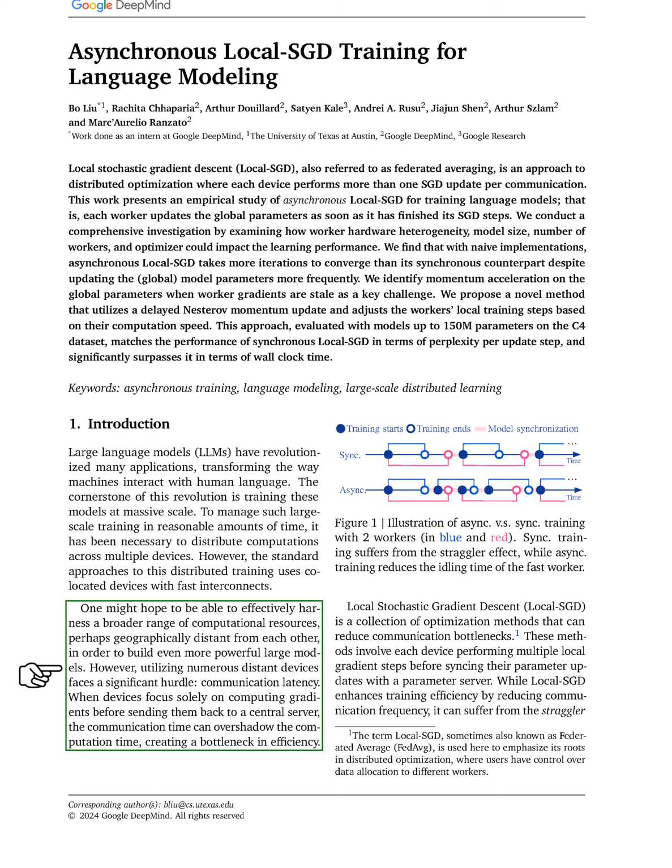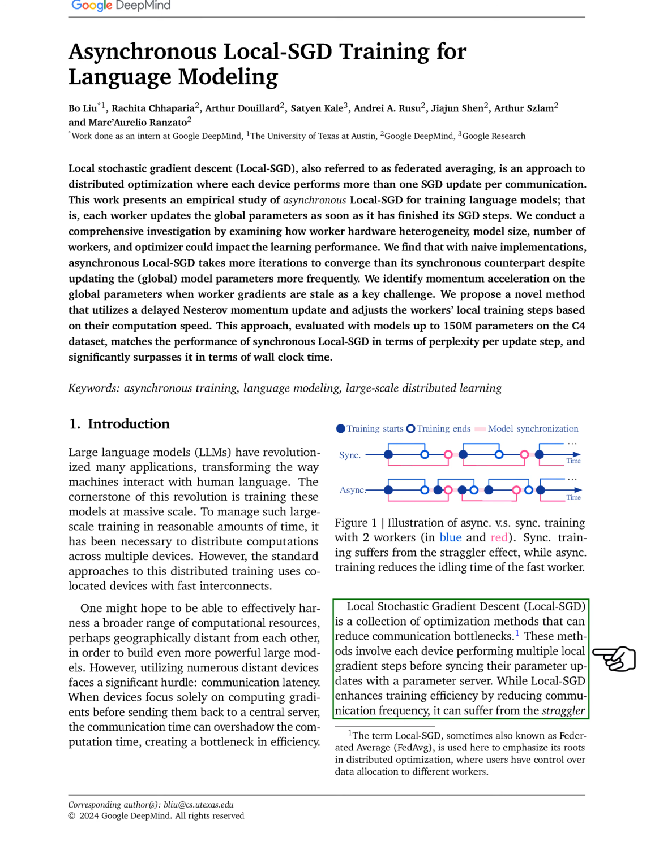We'd love to be able to use a wider range of computational resources, even if they're far apart, to build even more powerful models. But there's a big obstacle in our way: communication latency. When devices are busy calculating gradients before sending them back to a central server, the time it takes to communicate can become longer than the time it takes to compute, creating a bottleneck in efficiency.